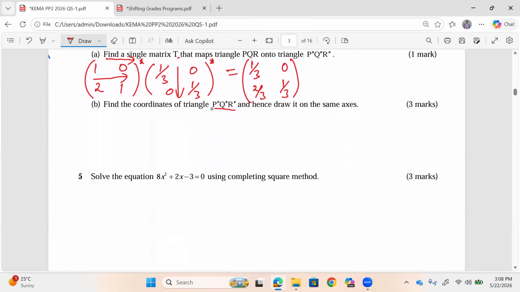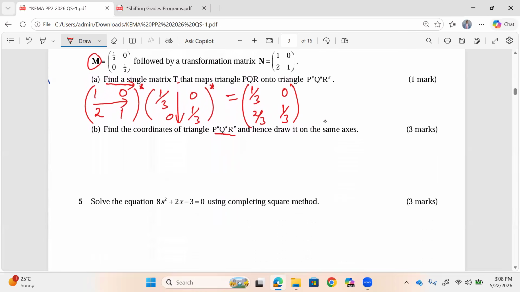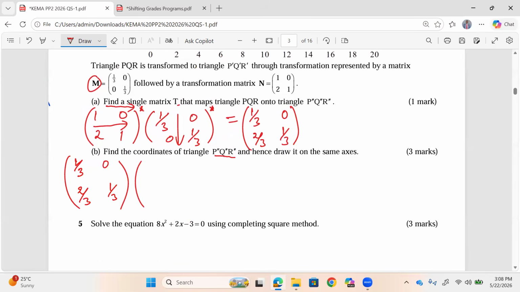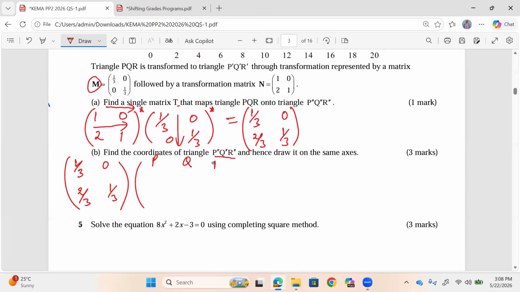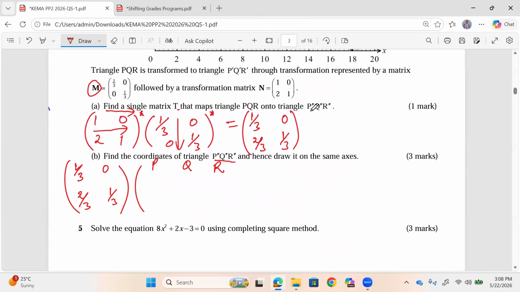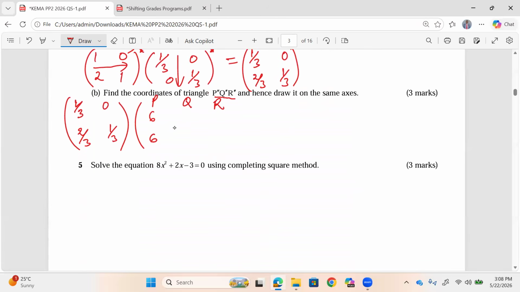Then we are told to find the coordinates of triangle P double prime, Q double prime, R double prime, and draw on the same axis. So now when we pick this matrix, and we multiply by P, Q, R, whereby P is 6, 6, Q is 12, 12, R is 18, 0. We will get now the image. Direct, we'll go to P double prime, Q double prime, R double prime, like that.